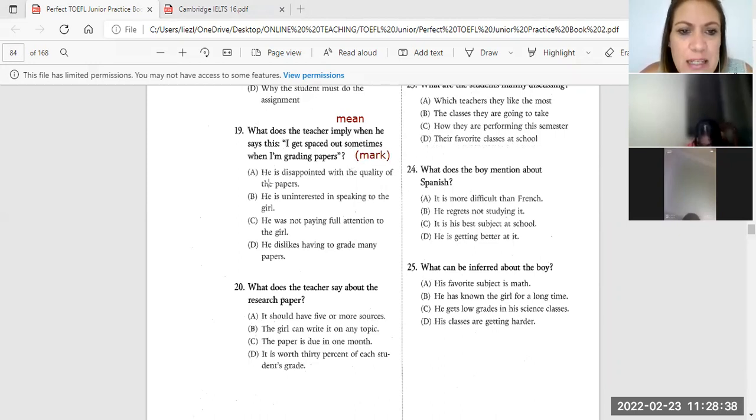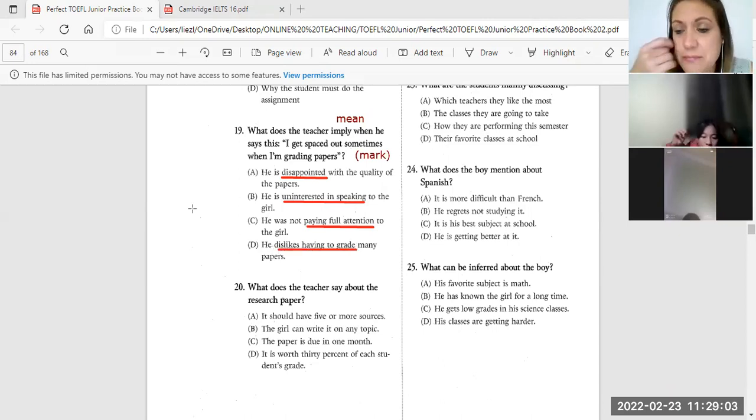Now listen carefully. He is disappointed with the quality of the papers. Disappointed means sad, shocked. He is uninterested in speaking to the girl. He's not interested. He doesn't want to speak to her. He's not paying full attention. He doesn't like having to grade papers.